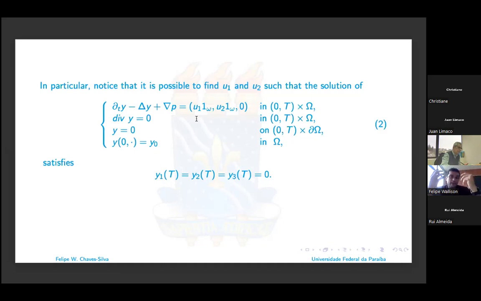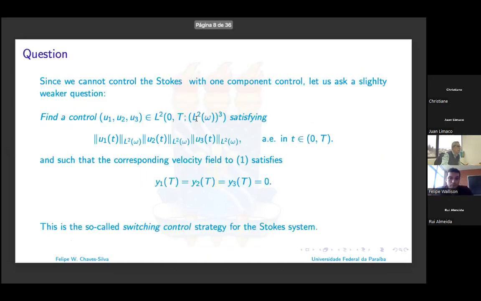It is easy to see that this is really an intermediate case. I don't have two global controls, and I don't have one global control, but I have two controls which, at each instant of time, only one of them is acting on the system. So this is the question. Here I wrote three controls just because I put it in the general framework, but for the Stokes, I can have only U1 and U2. So the question is to find a control such that at each instant of time, only one of them is active. At each time, you have only one component acting on the system.